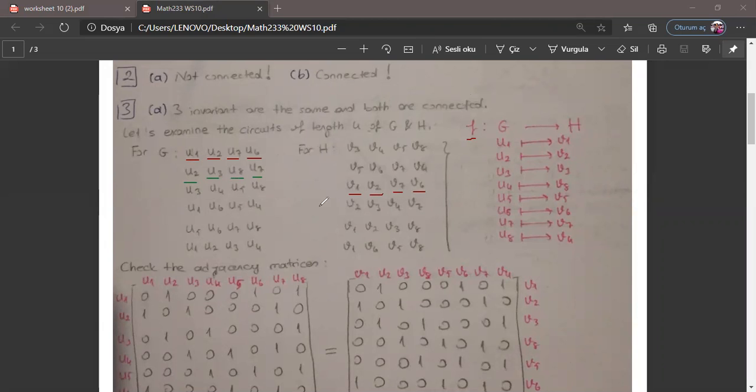So we have these vertices. Now on the right for H, we have these ones. The only vertex whose image is a little bit different is this U8 and V4, right? So the rest are again the same.